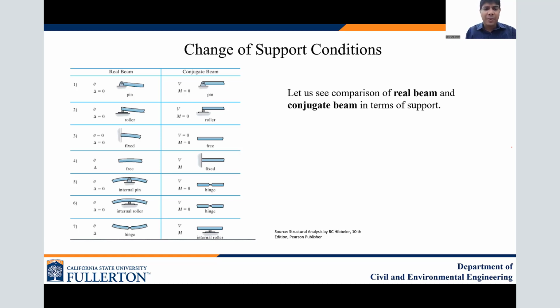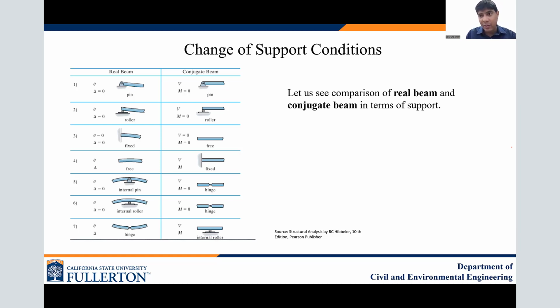So in the internal pin and internal roller, the condition is same. We know that theta is there, slope is there, but vertical deflection is 0. So that internal pin becomes hinge, a big change. So when it becomes hinge, you can break at that point. Same thing for internal roller, it becomes hinge. And when it is internal hinge, we know that when it breaks, the reaction develops, but moment is going to be 0. So internal pin and internal roller, which is condition number 5 and 6, becomes hinge.